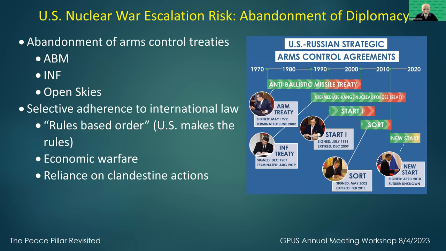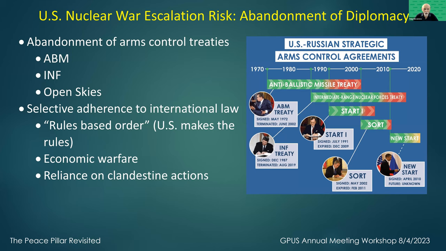The Intermediate Nuclear Forces Treaty, which restricted short-range nuclear missiles in Europe, that was abrogated. The US accused the Russians of not complying with the terms. The Russians said, we are complying, come and inspect. The US said, we don't believe you. And now that treaty is gone. The Open Skies Treaty, which permitted aerial reconnaissance by both sides to confirm compliance with arms restrictions, abrogated also.